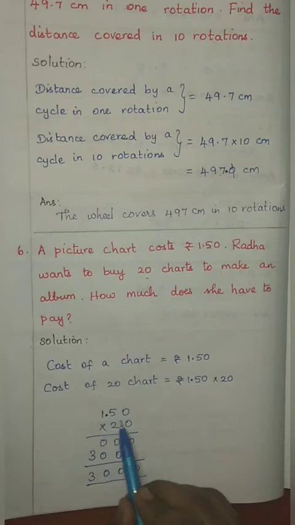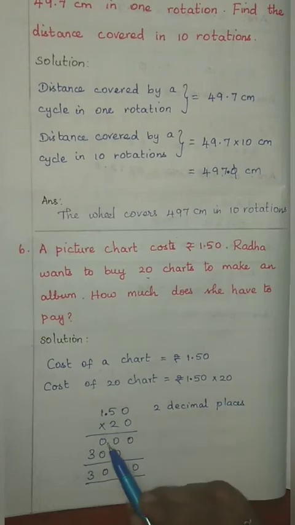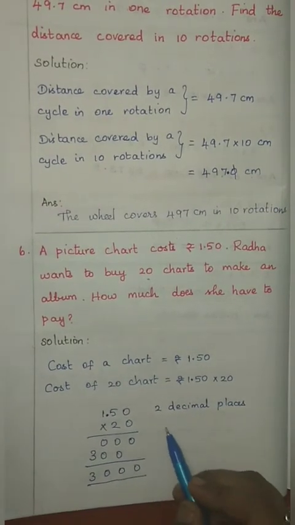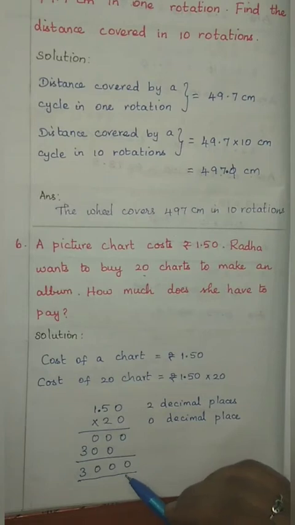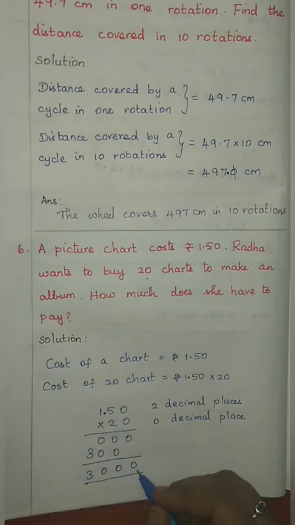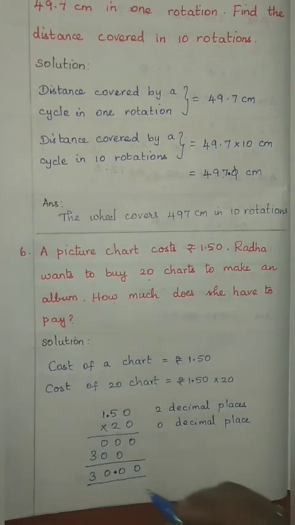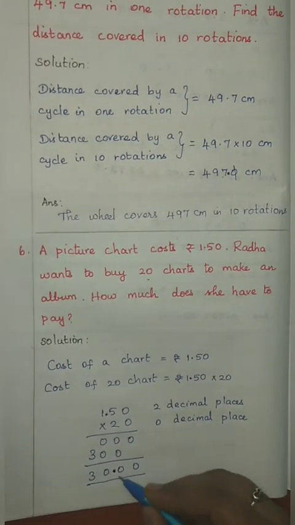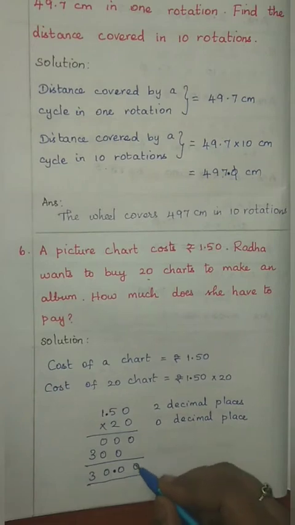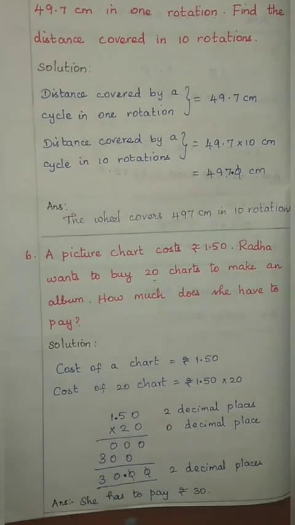So how many decimal places? This decimal number has 2 decimal places. Second one is a whole number, so there is no decimal place. So in the product, how many decimal places must we have? 2 plus 0, 2 decimal places. So leave 2 digits from extreme right and keep the decimal point. The zeros which come after the decimal point have no value. Since we have only zeros, they have no value. So answer, she has to pay rupees 30.